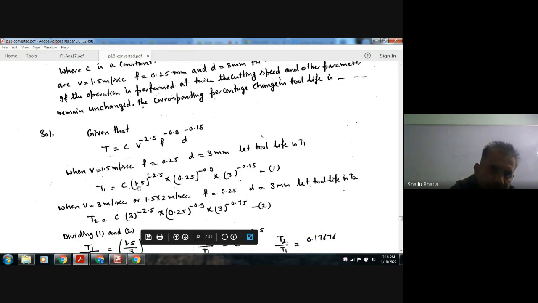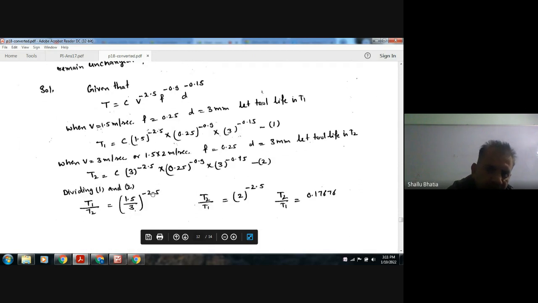Now the speed is changed, so the speed is now 3 meters per second, and other parameters are the same: F is 0.25, D is 3 mm. Putting the values here, only the velocity term will change, and the other things remain the same. So T2 by T1 will be the ratio of this parameter only: 1.5 divided by 3, raised to the power minus 2.5.